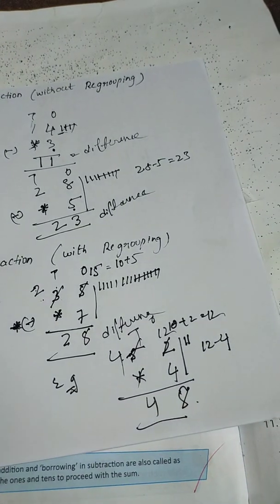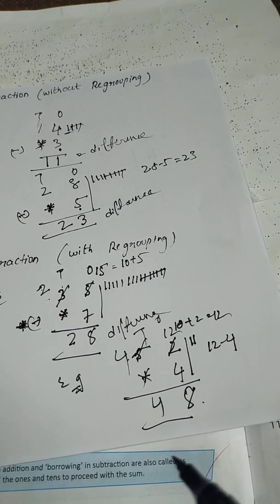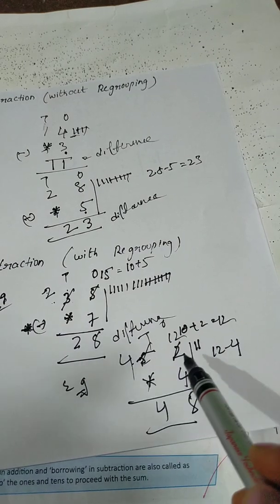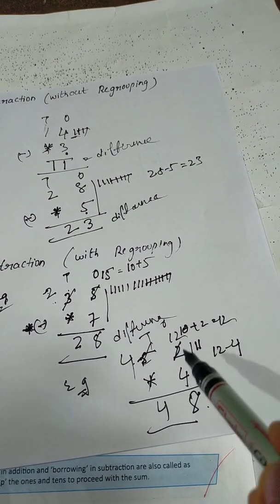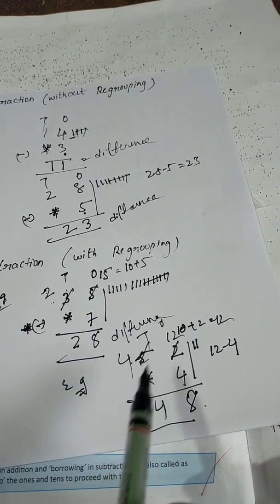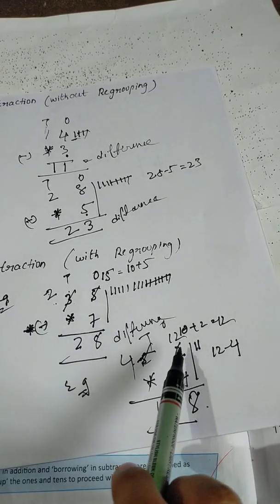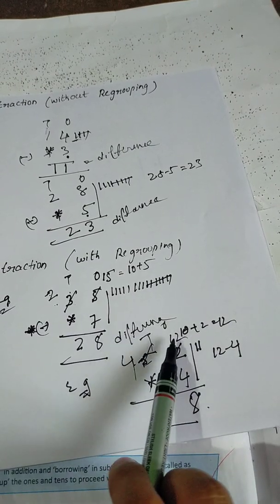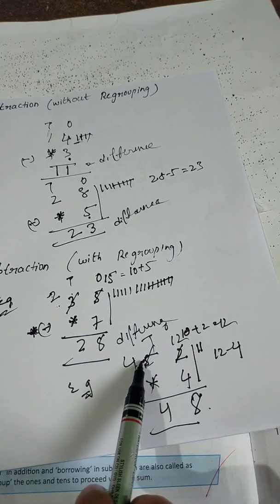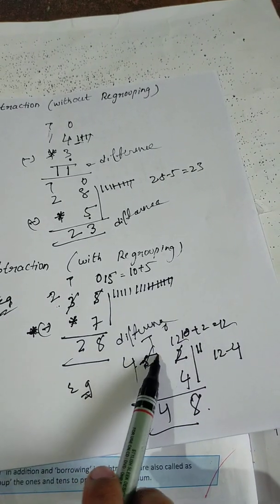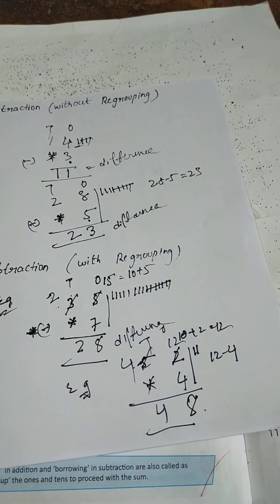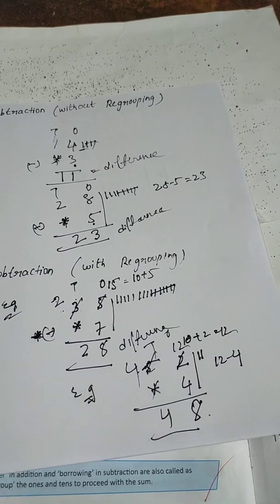It is called subtraction with regrouping. I will repeat once again. For example, take the number 52 minus 4. 2 minus 4, is it possible? No. So one is borrowed from the tens place. One goes to the ones place. 10 plus 2, 12. 12 minus 4, 8. Next, one has already gone to the ones place, so cross out the 5. Only 4 is here. Write the 4 directly. It is called subtraction with regrouping.